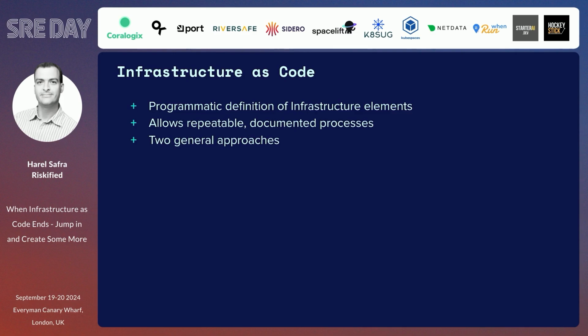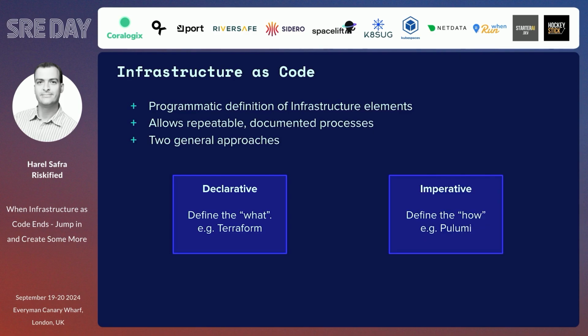And there are two general approaches. There's the declarative approach, where you define what you want to do, and the IaC tool does that for you, like Terraform or OpenTofu. You can also have the imperative approach, when you write more verbose logic to try and accomplish what you want to do. And I'm going to talk about Terraform.